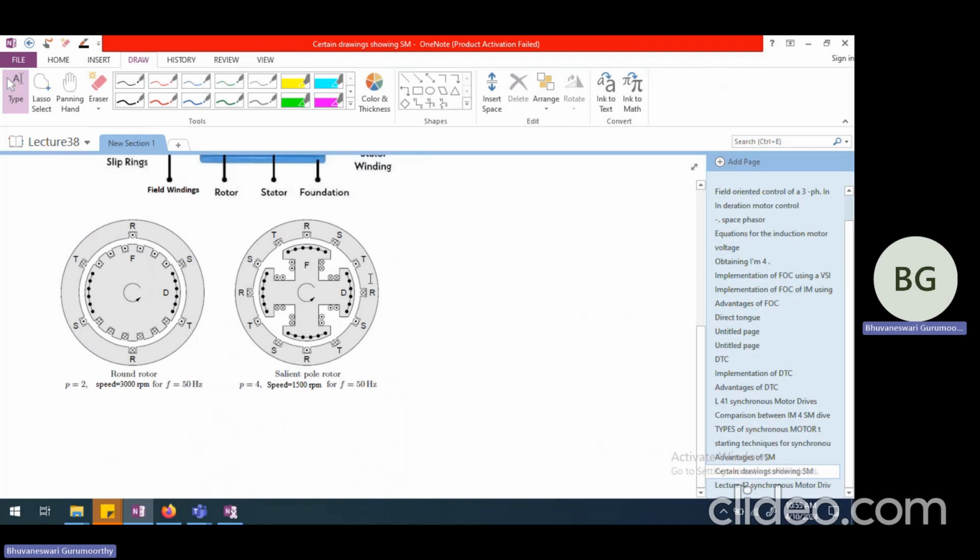And it is a salient pole machine because the air gap is different along the direct axis and the quadrature axis. So here in the four pole configuration, this is one direct axis, this is another direct axis. The quadrature axis will be in between S and T, and it will be again between S and D. In between S and D, you can see the quadrature axes that are appearing.